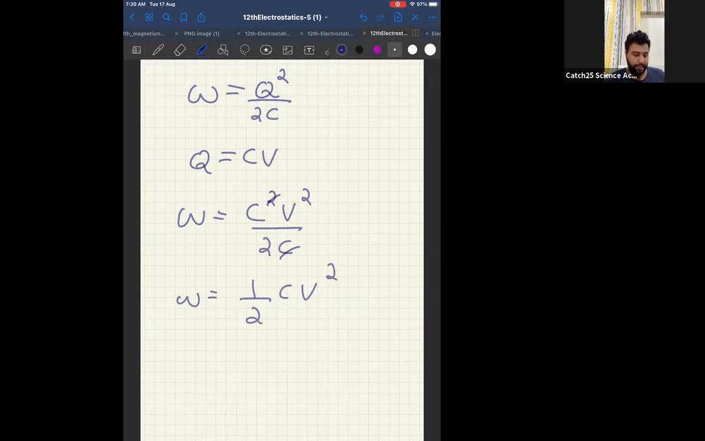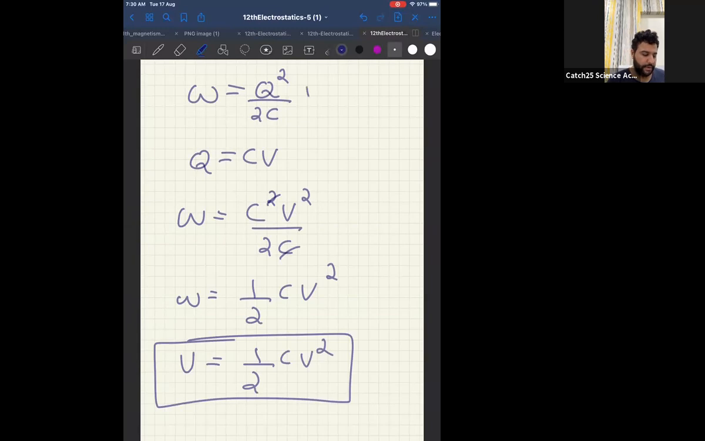Therefore, my internal energy U is equal to, this is my final. Even this is one of the formulas, but this is also correct. But many times you see this is the standard form. Half CV square Joule. This is the answer. Energy is equal to half CV square Joule.